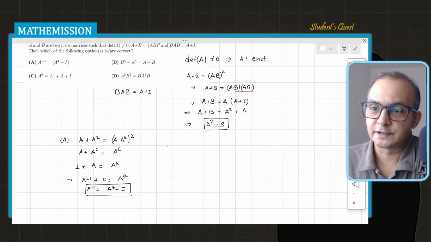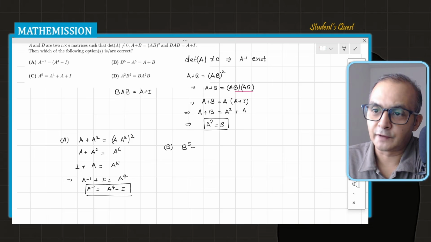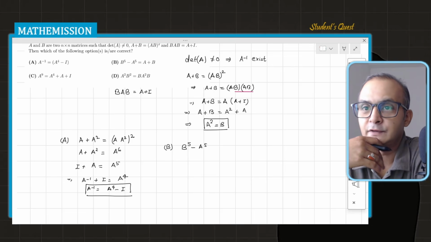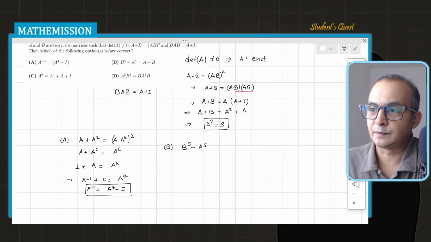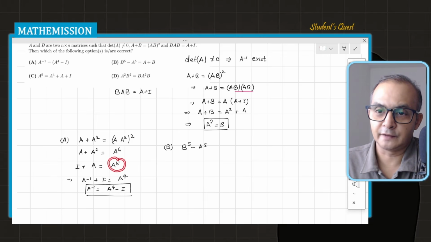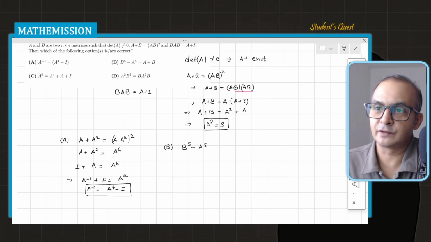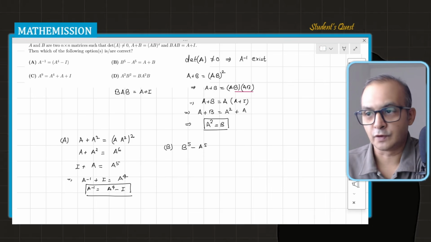Now we shift to statement B. What is the B statement they are saying? The statement B is B to the power 5 minus A to the power 5. Is it true that it is A plus B? So let's try to evaluate whether it is correct or not. We notice that in the previous one we have established that A to the power 5 I can write as I plus A. So is it useful? And B to the power 5 I can write, B we can write in terms of A, and then we can move further.